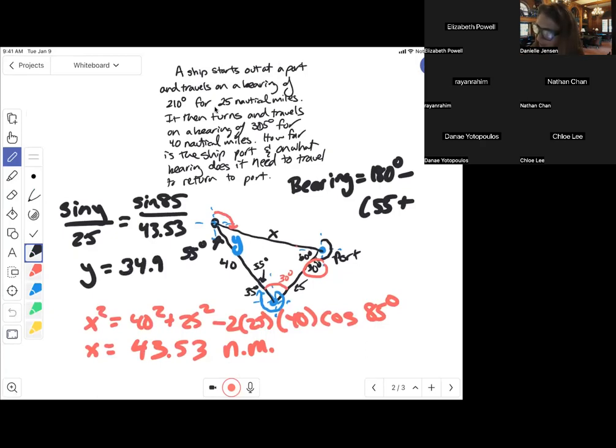34.9. Do I have a second to that? Yeah, I got the same thing. Great. Since I'm not doing it, I'm relying on you guys. So someone do the bearing. The bearing is 180 minus those two added together, and that would be the line of travel you would go on.